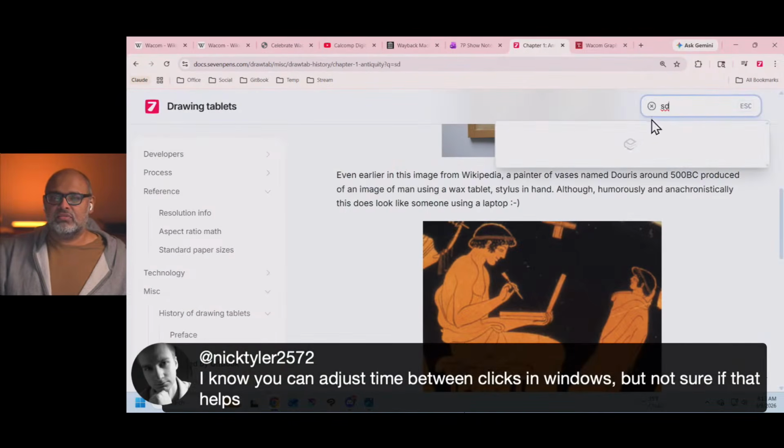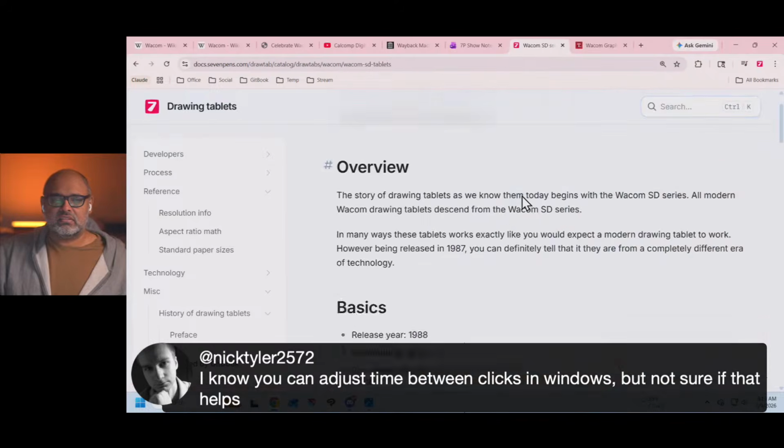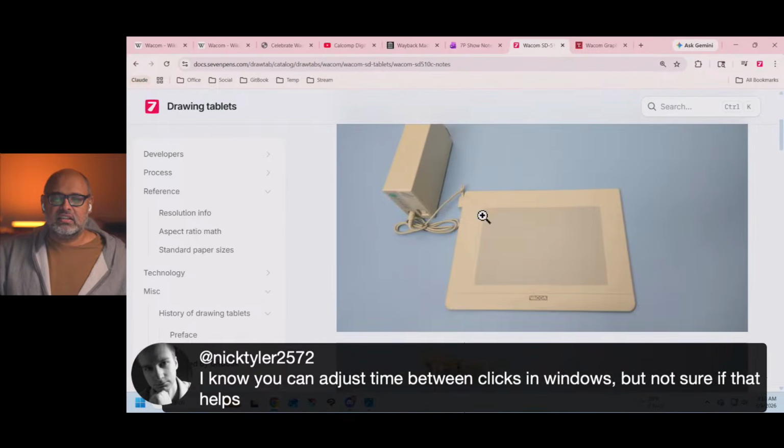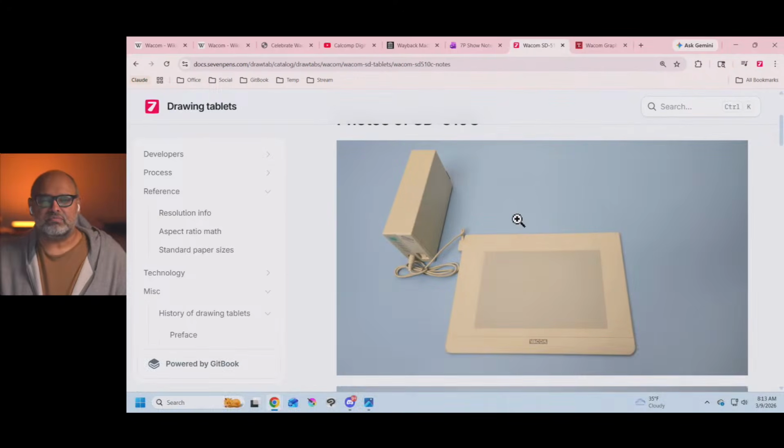SD. I have photos of the SD. I showed it on stream actually. I have notes on the 510. So this is the grandfather, the SD series, but this is the 510C.